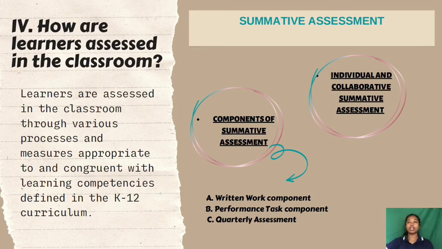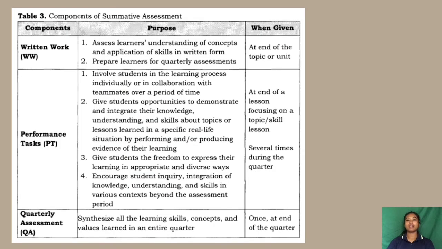For the third one, we have the quarterly assessment. This measures student learning at the end of the quarter. This may be in the form of objective test, performance-based assessment, or a combination thereof. So this table shows the components of summative assessment, their purposes, and when they are given.